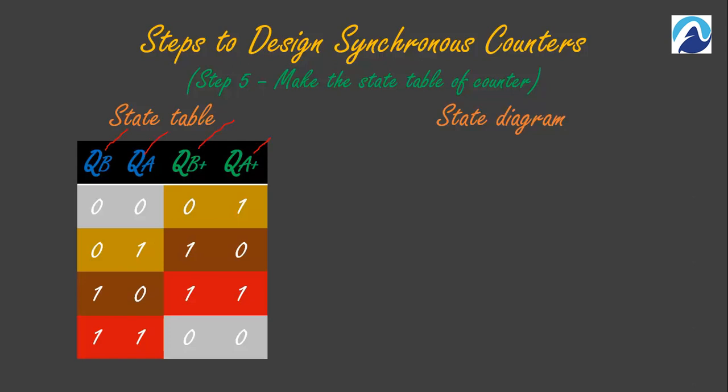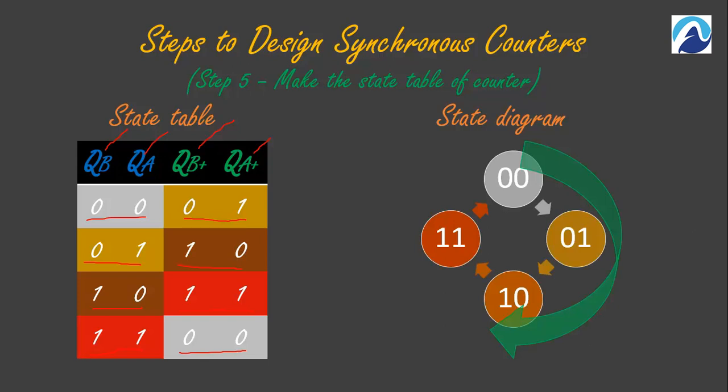So if the state is 0, 0, the next state should be 0, 1 in the up counter. If the state is 0, 1, the next should be 2, which is 1, 0. If the state is 1, 0, the next should be 3, which is 1, 1. If the state is 1, 1, the next should be again 0, 0. So this is the state table of the 2-bit up counter, which can be easily designed from the state diagram, which we have already seen in the previous step.